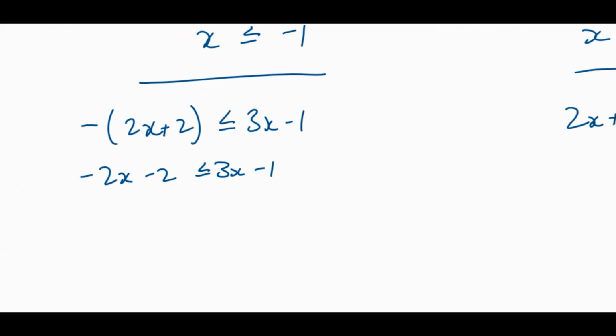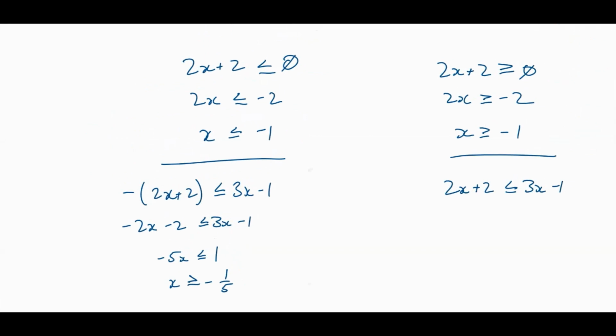Okay, so I'm going to subtract 3 from both sides and add 2 to both sides. So I get -5x less than or equal to 1. So x. What do I have to do when I divide by a negative or multiply by a negative? Flip the sign, right? So x is greater than or equal to -1/5.